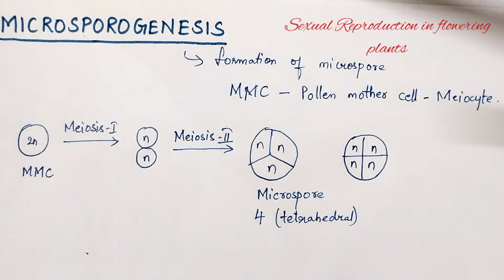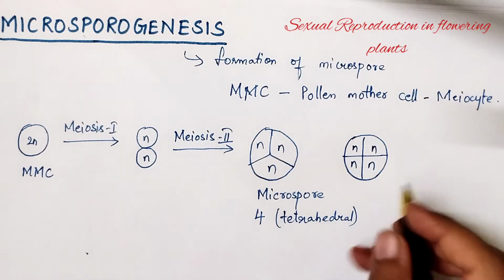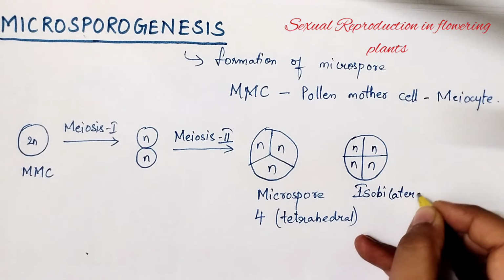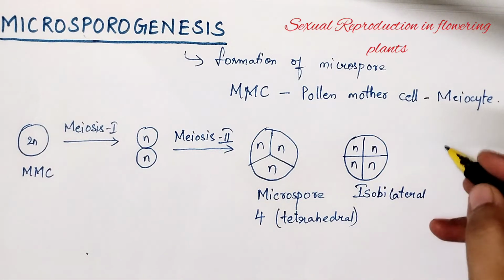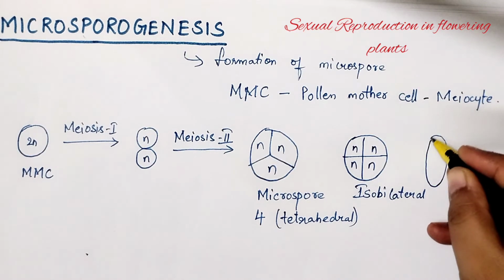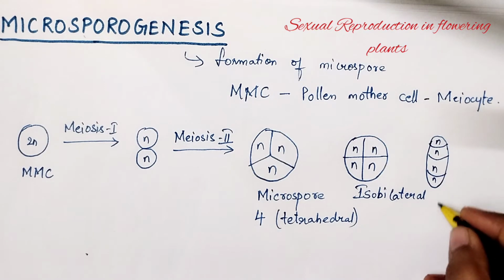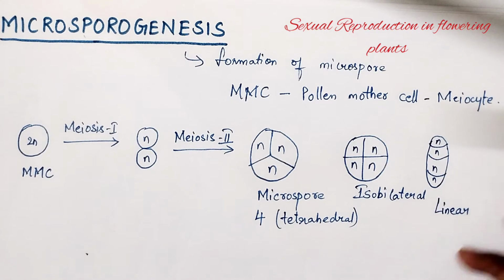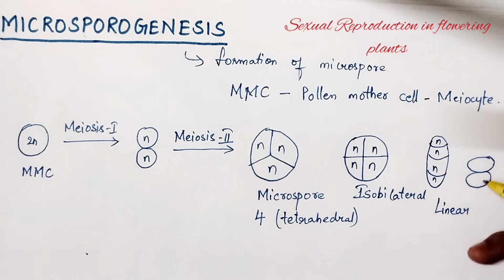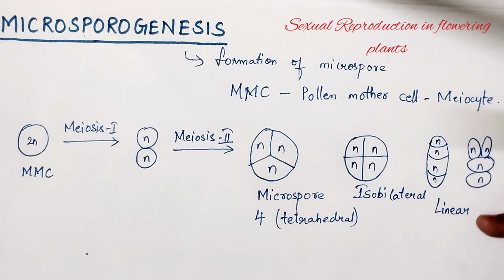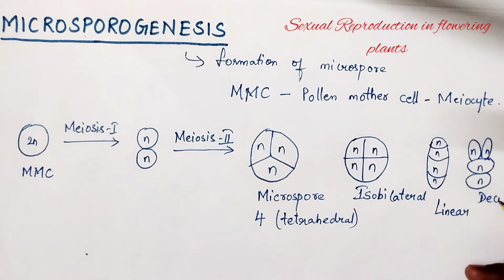If the 4 haploid cells are arranged in a cluster in this manner, then this condition is called isobilateral. Next, if the 4 haploid cells are arranged in this manner, then this condition is called linear. One more condition, which is very rare, is where 2 haploid cells are arranged one above the other, and the rest of the 2 are arranged adjacent to each other, like this. This condition is called decussate.